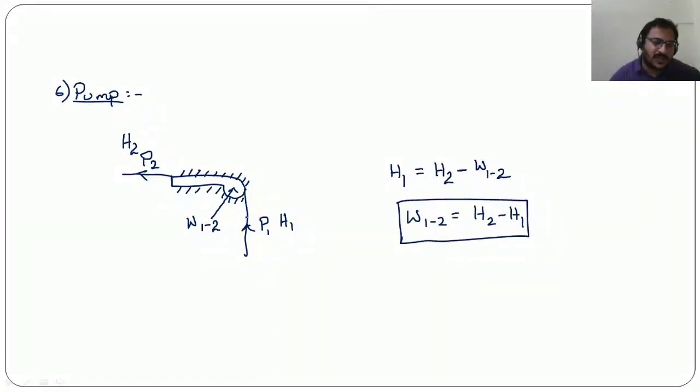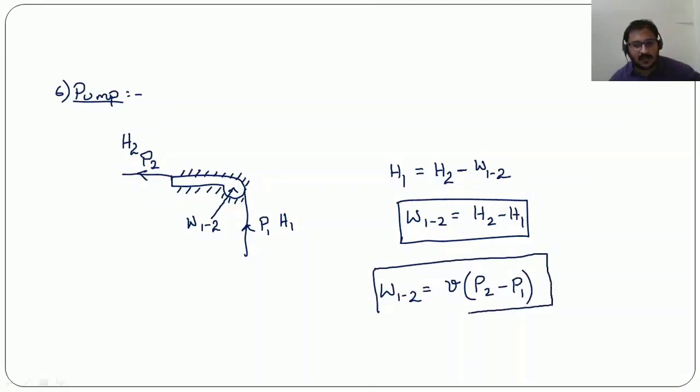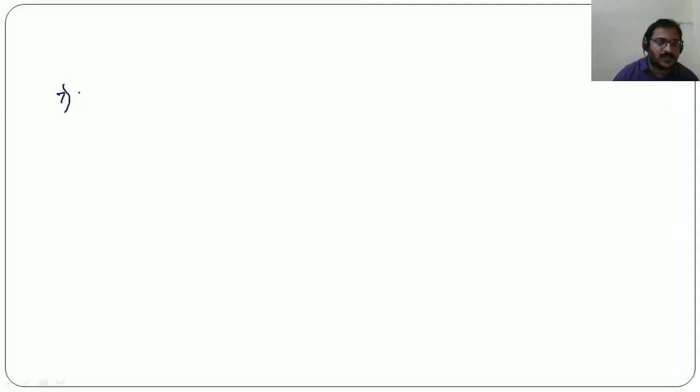See, as fluid is entering into the system and leaving the system, the amount of work input to the pump can also be written as the specific volume of the fluid multiplied by P2 minus P1. So here we are using VDP work. How we are going to get this VDP work, I'll be explaining shortly to you. Then the next component that we are going to see here is nozzle. So this is very important, nozzle, because most of the times questions were asked from nozzle topic also.